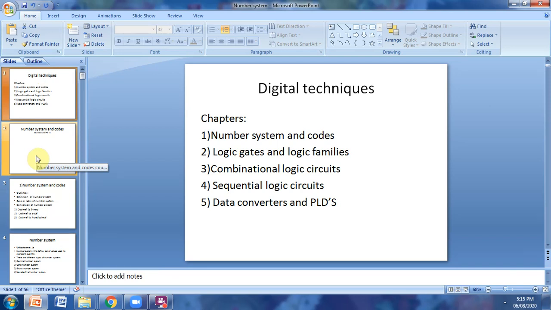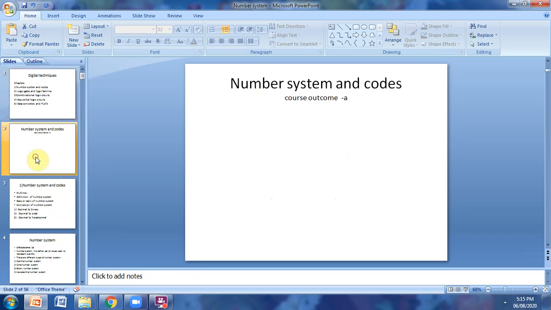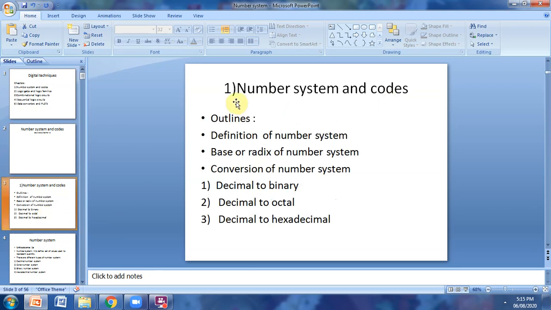So we will study the first chapter, number system and codes. In the first chapter, these are some outlines of this lecture. First one is the definition of number system, base or radix of number system. Next one is conversion of number system. In conversion of number system, we will study decimal to binary number system conversion method, decimal to octal number system, and third one is decimal to hexadecimal number system.